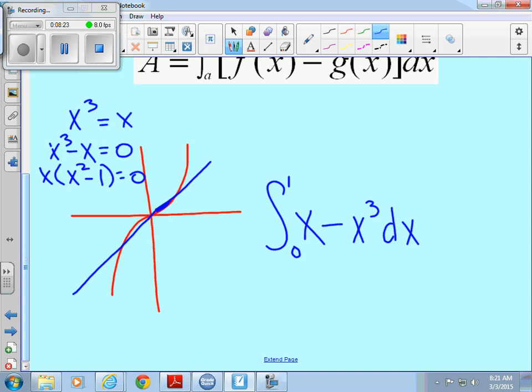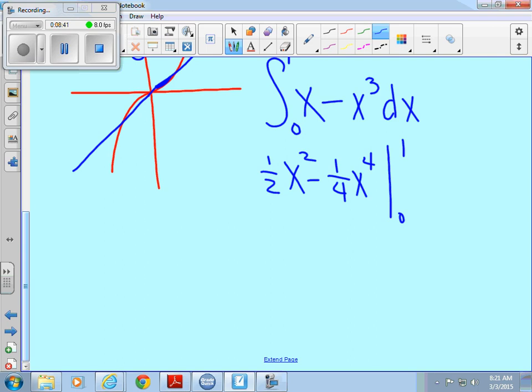So, how do I do an integral? Good. Anti-differentiate. From 0 to 1. I plug in 1, I get 1/2 minus 1/4. If I plug in 0, I get 0. So, positive 1/4. So the area between those two curves is 1/4 square units, whatever units are.